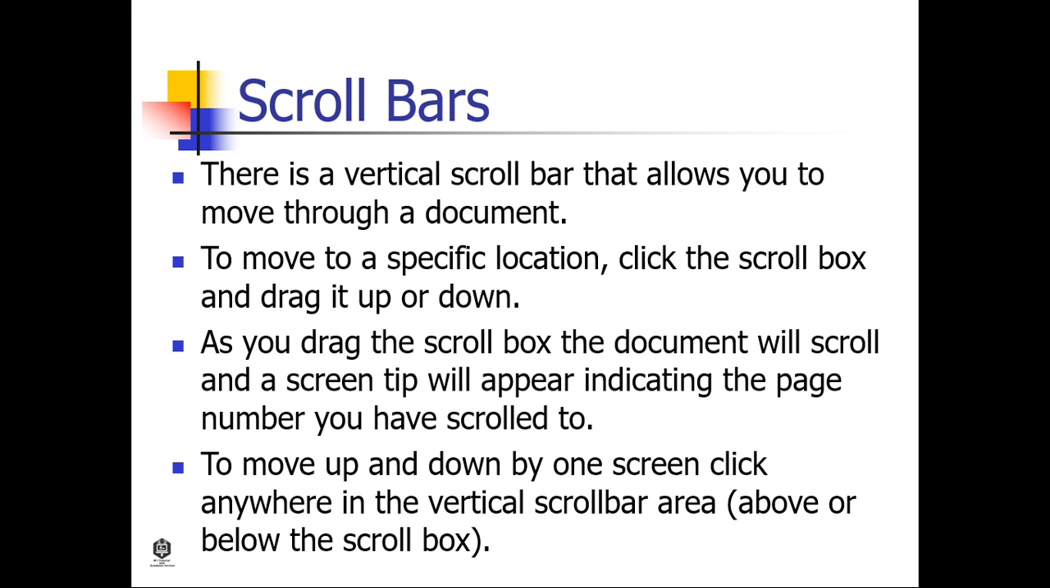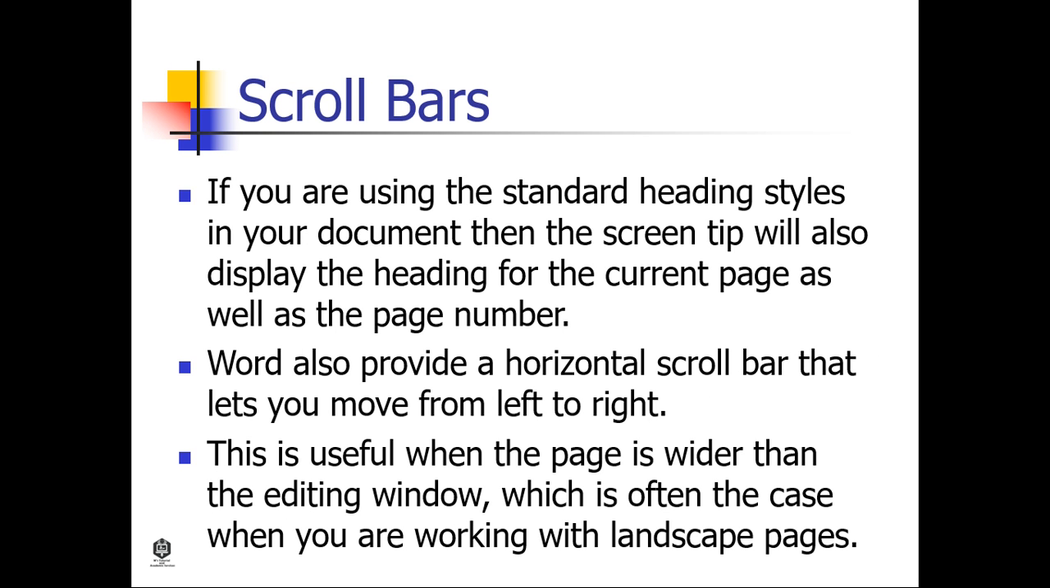There is a vertical scroll bar that allows you to move through a document. To move to a specific location, click the scroll box and drag it up or down. As you drag the scroll box, the document will scroll and a screen tip will appear indicating the page number you have scrolled to. To move up and down by one screen, click anywhere in the vertical scroll bar area above or below the scroll box.